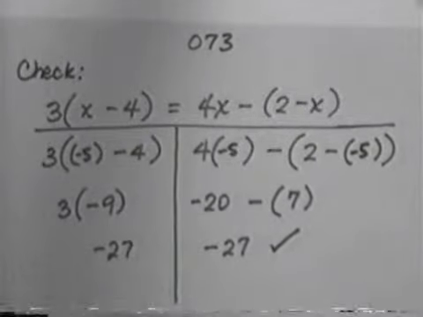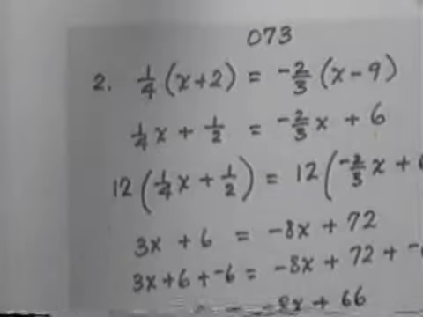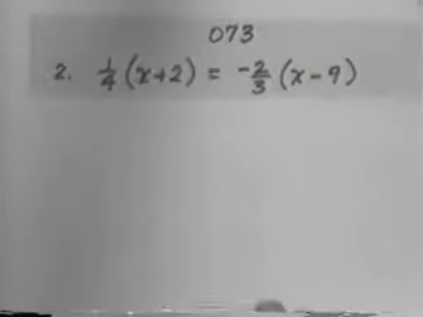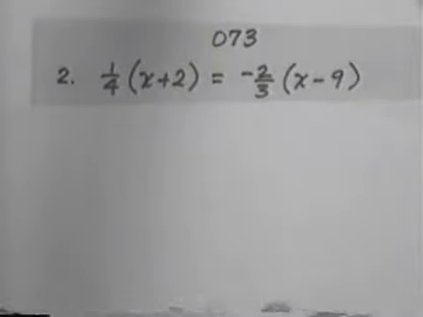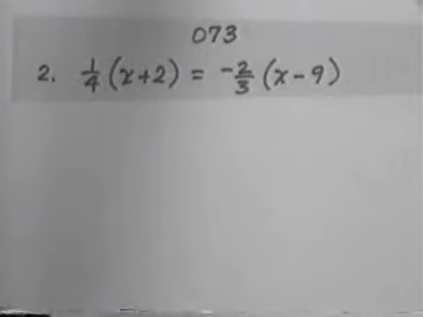Let's look now at another example. This one will have some simplifying involving fractions. Example 2 is 1/4 times, in parentheses, x plus 2 equals negative 2/3 times, in parentheses, x minus 9.